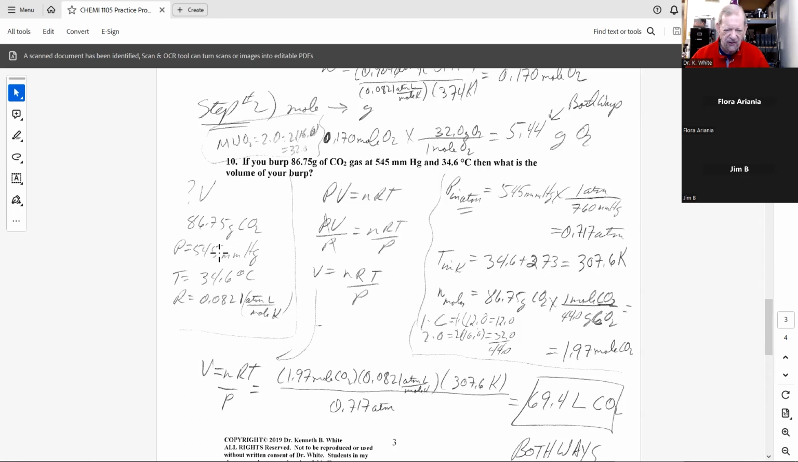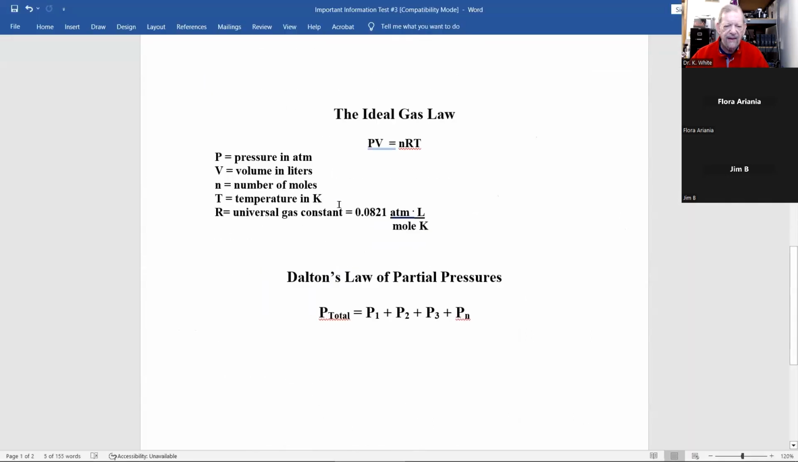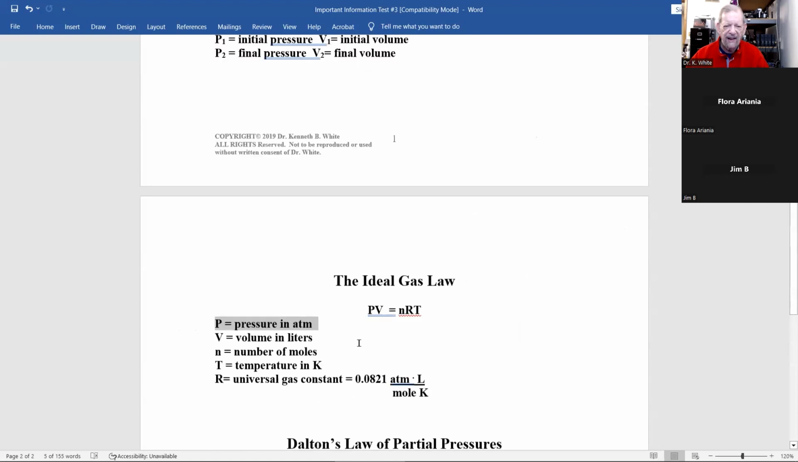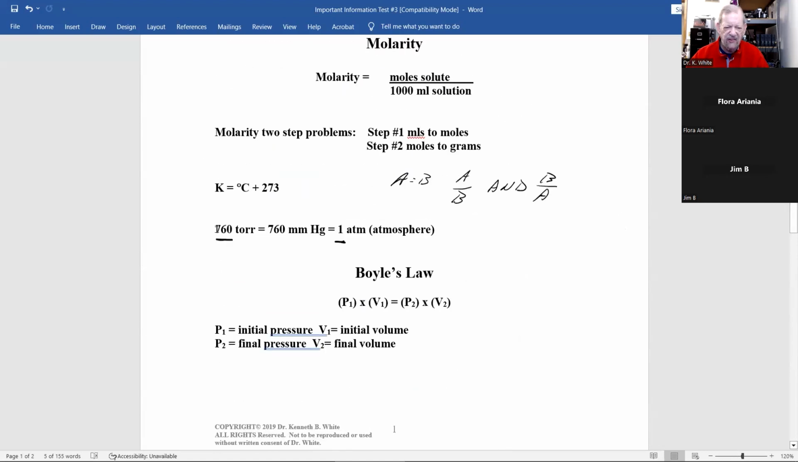And finally, pressure. Now, pressure has to be in atmospheres. And you should know that 760 torr and 760 millimeters of mercury equal 1 atmosphere.